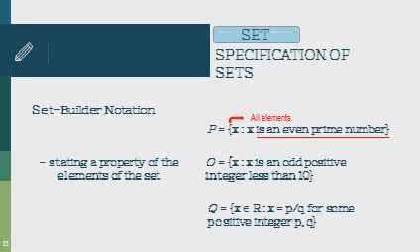Set Q: X is an element of R such that X is equal to P over Q for some positive integer P, Q. Try to answer that. What are the elements of that set? It simply uses set builder notation.